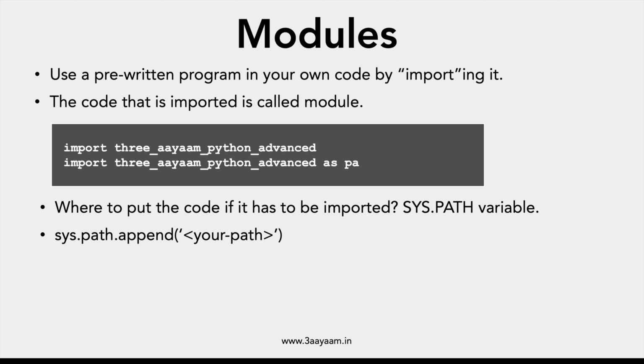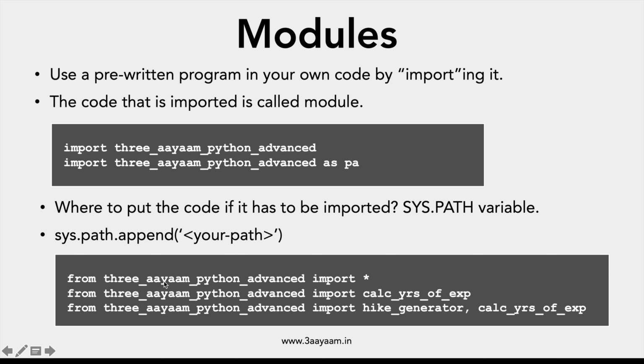Of course, there's a question that comes in: where to put the code if it has to be imported? You can find that information using the sys.path variable. This is a variable which is there in the sys module. And wherever our code is, we can append that location to sys.path. Wherever I have this code, 3IAM Python Advanced.py, if that is in a different path, I'll have to append that path before importing it. Otherwise, Python will not recognize that there's a program with such a name, because the path is not there in sys.path.